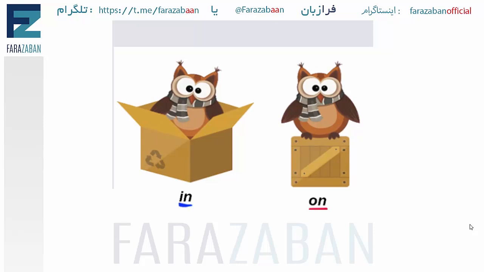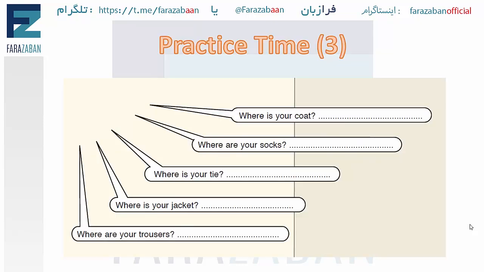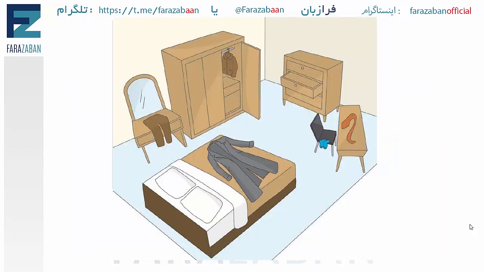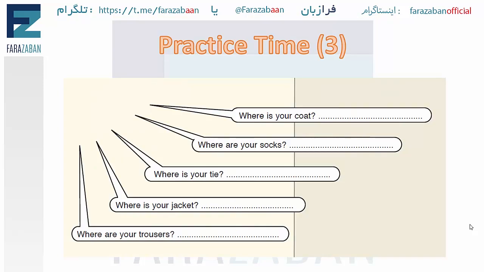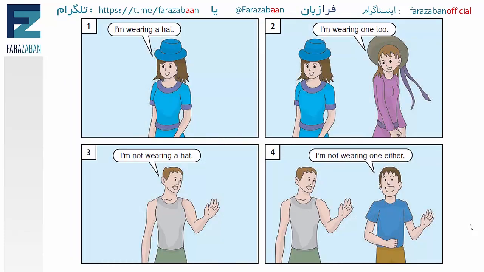On روی چیزی. Practice number 3. You can see 5 questions. Where's your coat? Where are your socks? Where's your tie? Where's your jacket? Where are your trousers? Okay, now look at this picture and write the answers to these questions in the comments part. جواب این سوال ها رو توی قسمت کامنت ها برای من بنویسید.